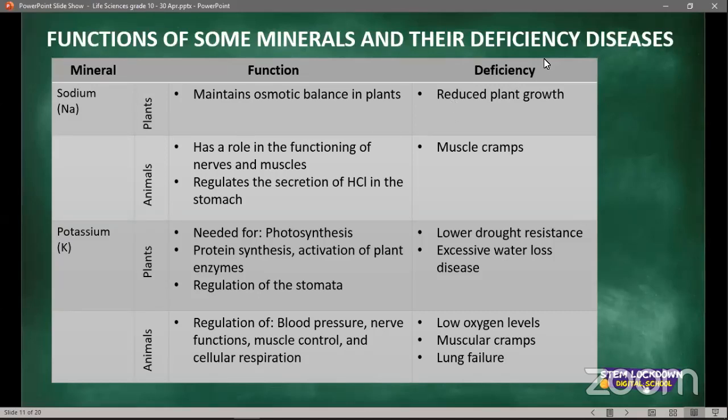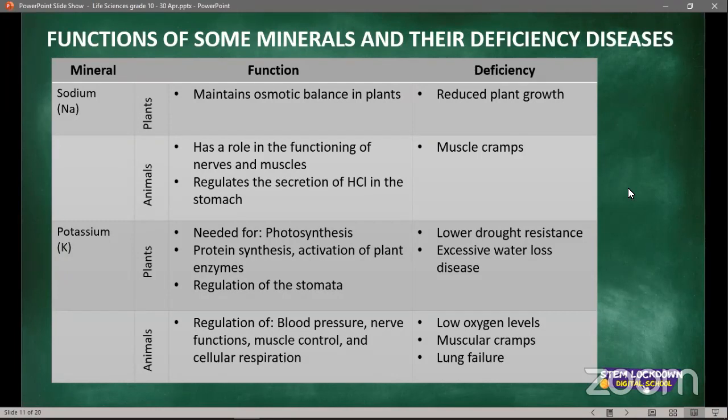Now, protein synthesis, the production of proteins in plants. So potassium in animals, it regulates blood pressure, nerve functions, muscle control, and cellular respiration. And the deficiency in this mineral in animals leads to low oxygen levels, muscular cramps, and lung failure.